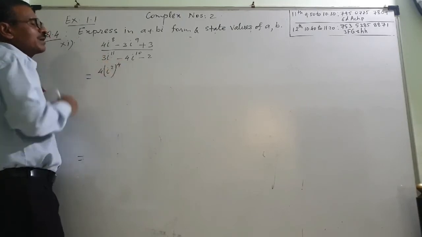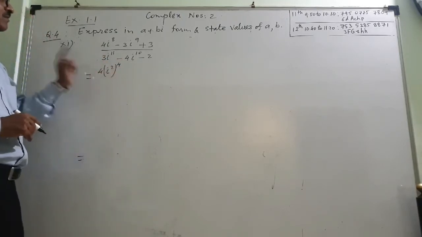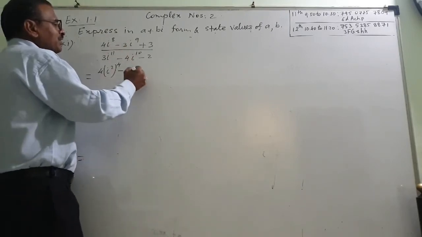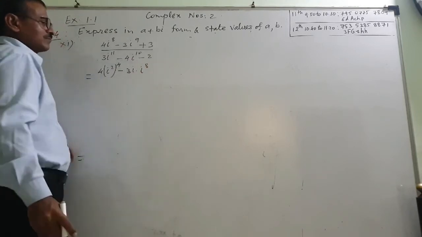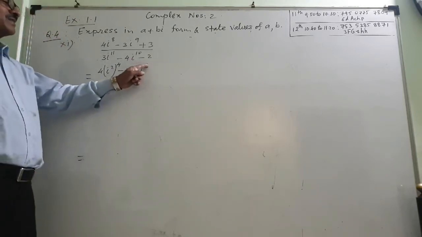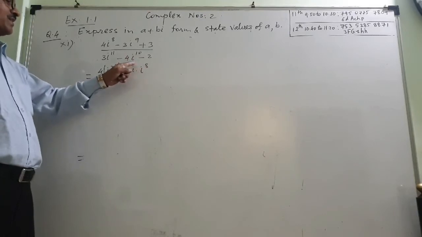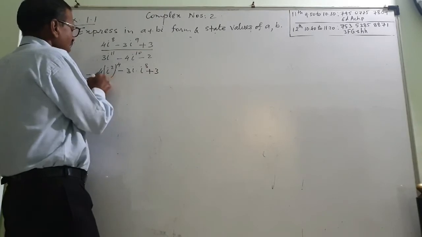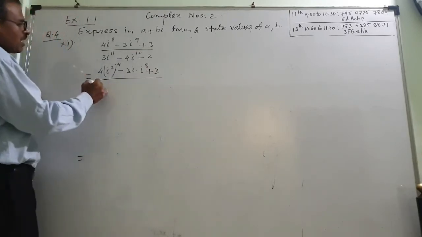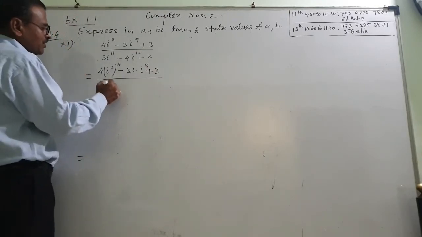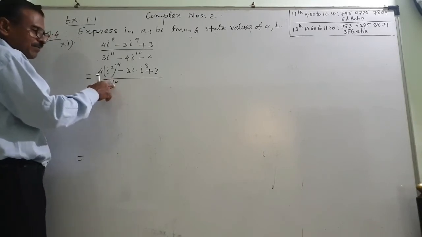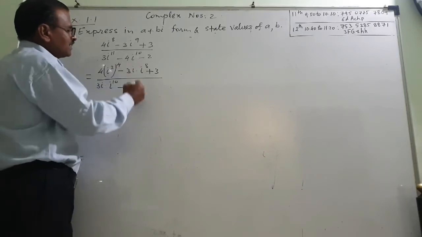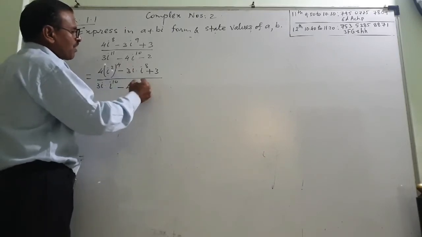Index raised to index means multiplication of the indices, 4 times 2 is 8. Minus, this I will write as 3i into i raised to 8. Multiplication means addition of the indices, so i raised to 8 plus 1 is 9, plus 3 upon, this also I will write as 3i into i raised to 10. In the table of 2 it should be, minus 4 into i square raised to 5.